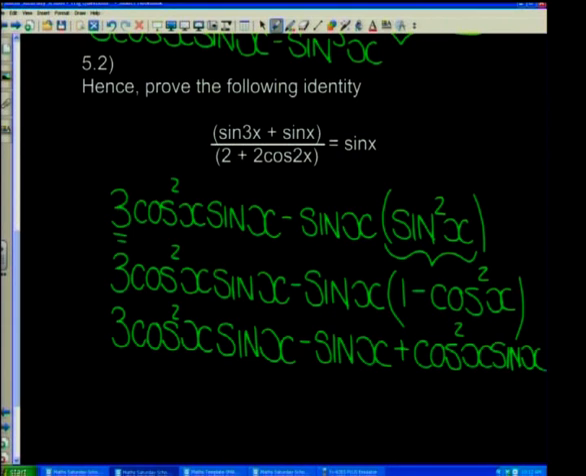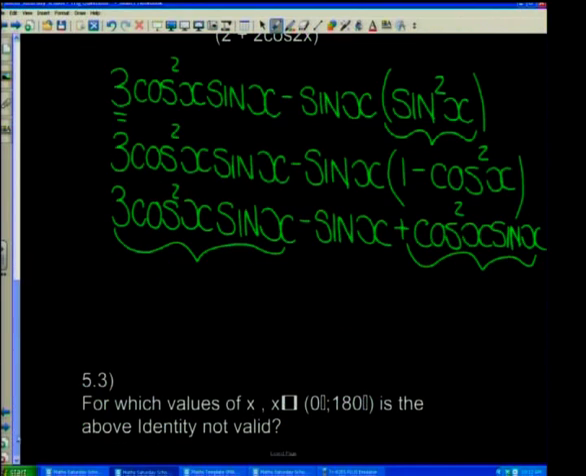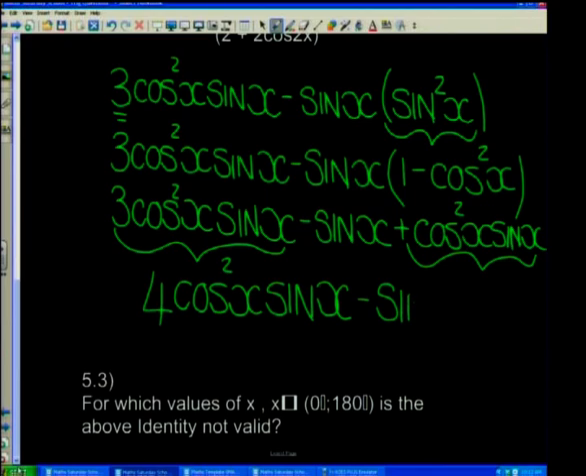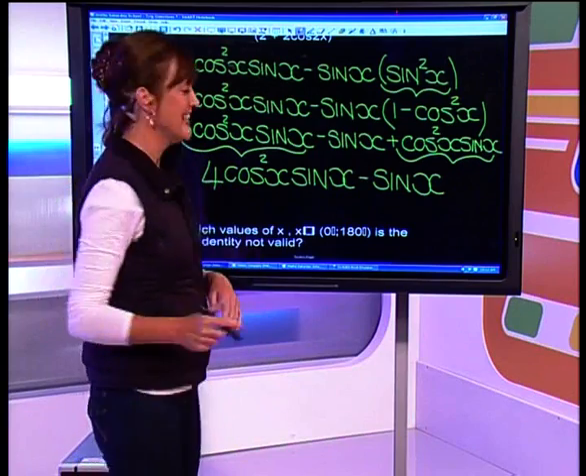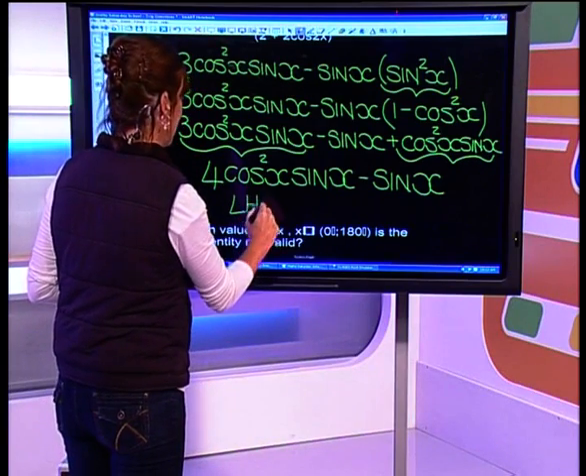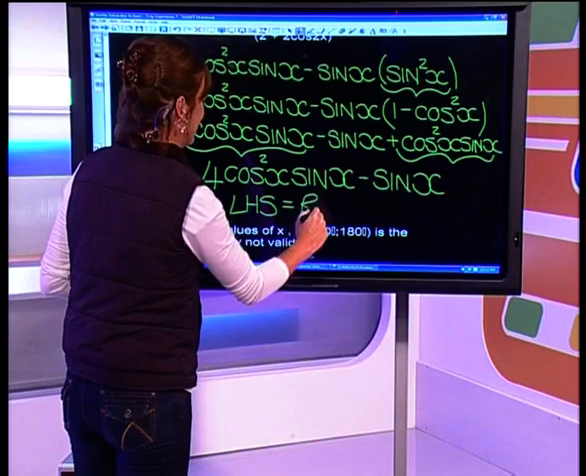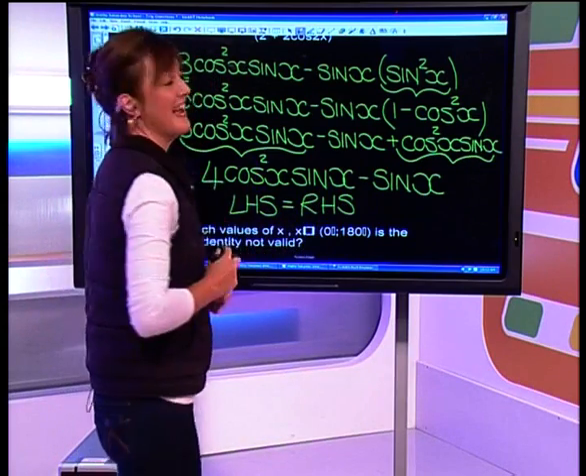Okay, right. And look what we've got. We have got another set of like terms, okay? So what we've got is 3 cos squared x sine x plus another 1 cos squared x sine x, which gives us the 4 cos squared x sine x that we were looking for, and minus sine x that we wanted. So yay, we got it that the left-hand side equals the right-hand side, and that's going to be our last statement over there. Our left-hand side is equal to our right-hand side.